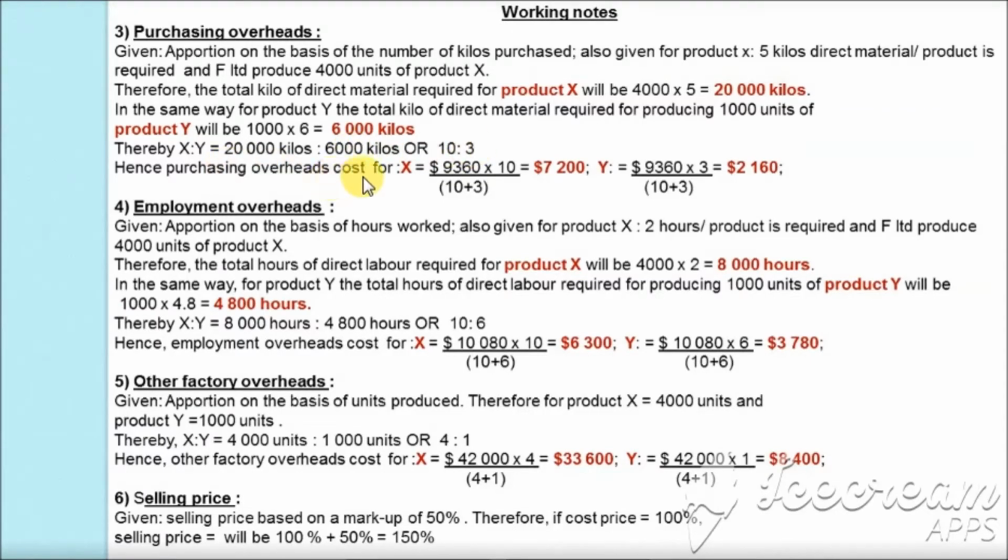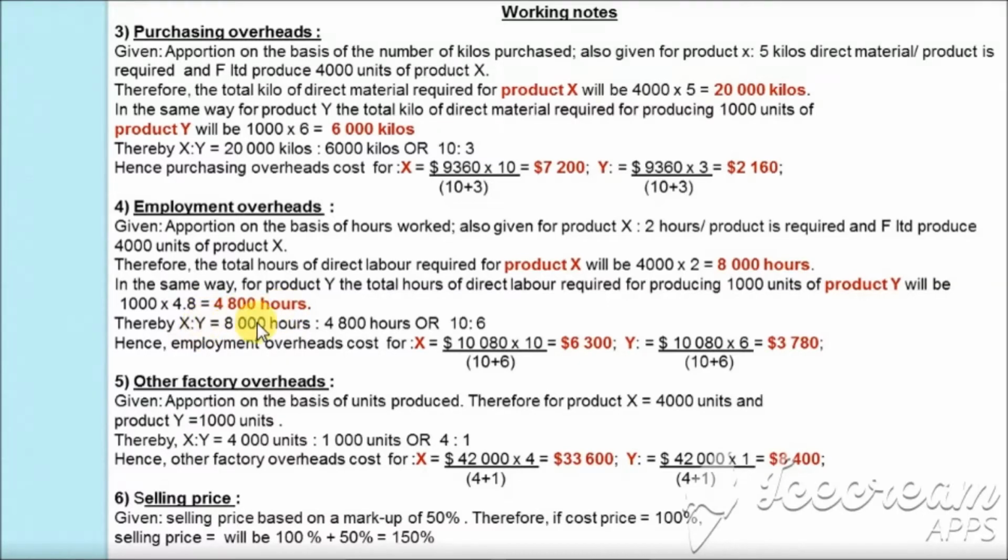So the purchasing overhead cost for X will be 9,360 times 10 by 13, and for Y will be 9,360 times 3 by 13. Employment overheads, these are apportioned on the basis of total direct labor hours. So the total direct labor hours required for product X will be, we are producing 4,000 units of X, and for each product we require 2 hours of direct labor, hence it will be 8,000 hours. And for Y, we are producing 1,000 units of Y, and for each product we require 4.8 hours of direct labor, so it will be 4,800 hours.